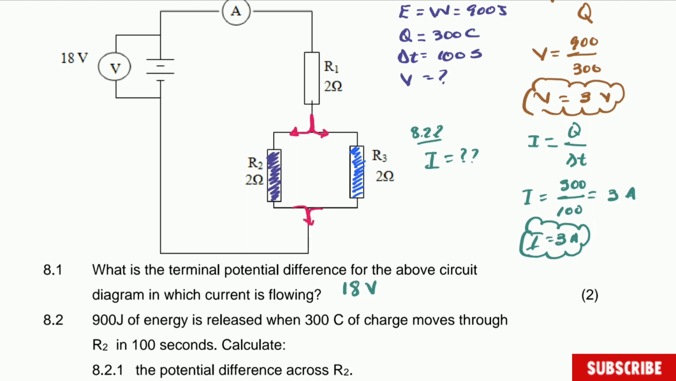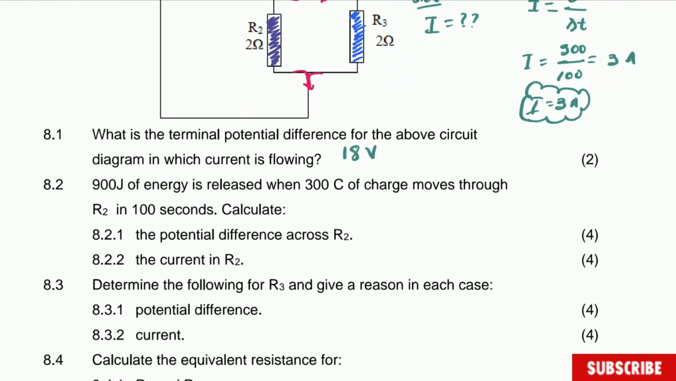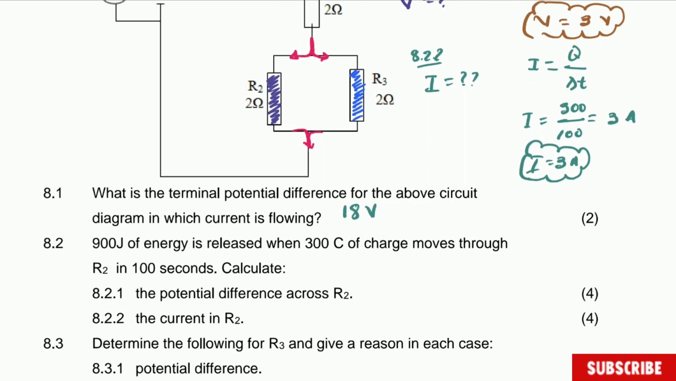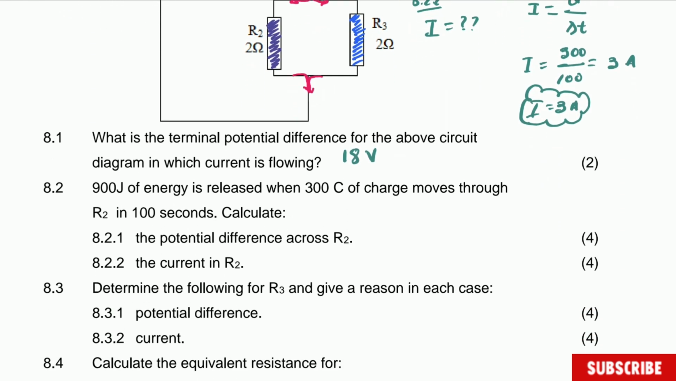You need to remember that in a parallel connection, the potential difference is going to be the same. So the potential difference of R2 will be equal to the potential difference of R3, and in this case it is going to be 3 volts. So the potential difference for R3 is going to be equal to 3 volts. That is the answer. And the current, now the current is a different story.